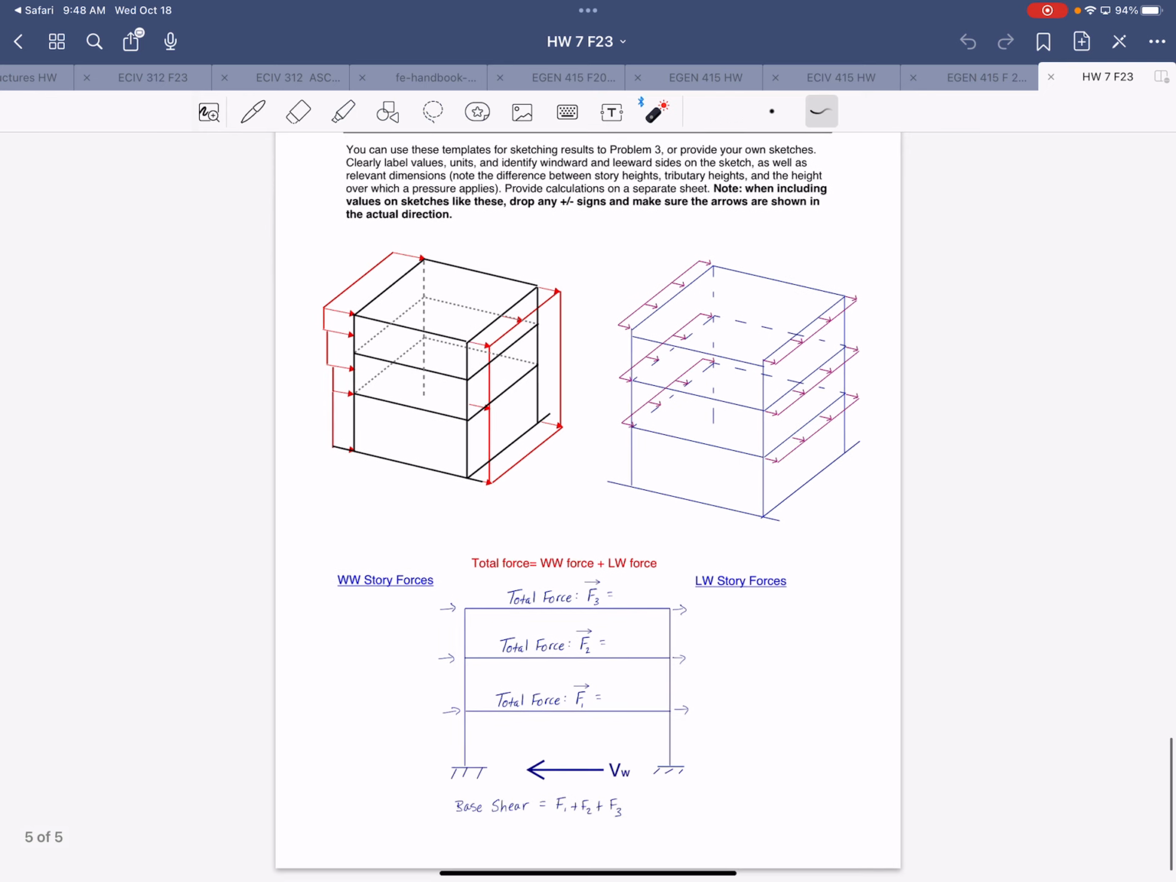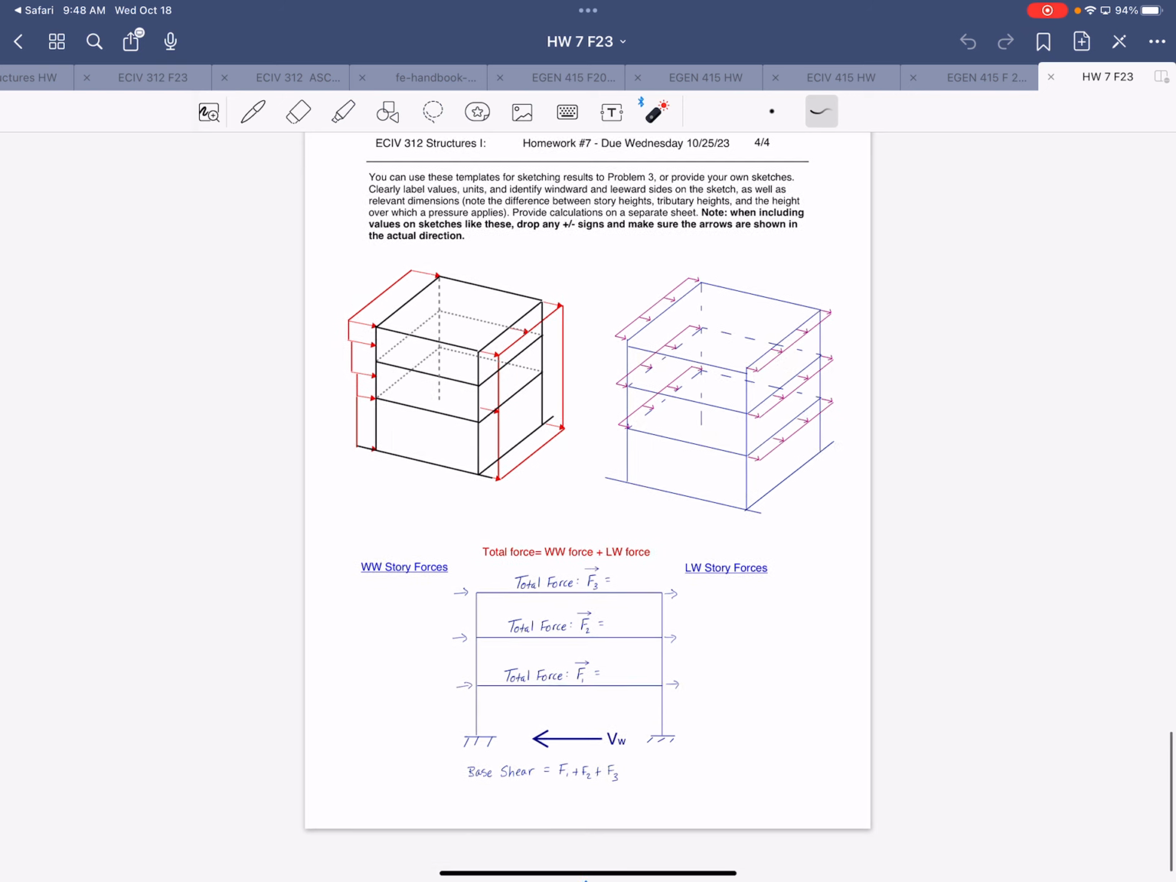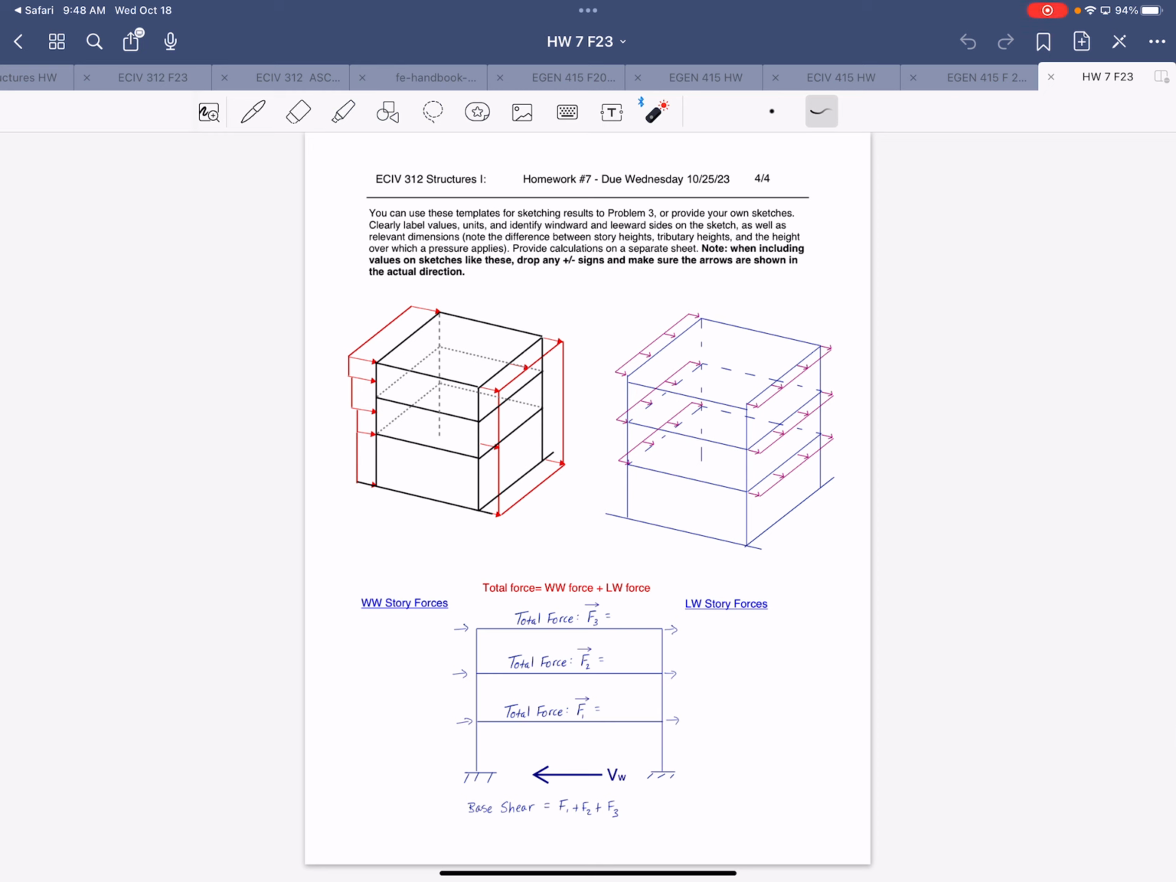And then the last page of the assignment is related to that wind loads problem. So it just shows you graphically, right, what you're doing. You're taking the pressures on the windward and leeward walls, calculating the line loads on the diaphragms, and then figuring out the total forces at each level. So any questions on the homework? Okay.